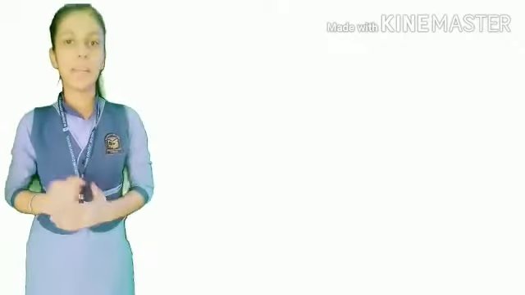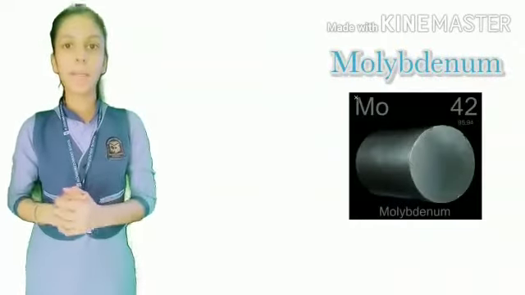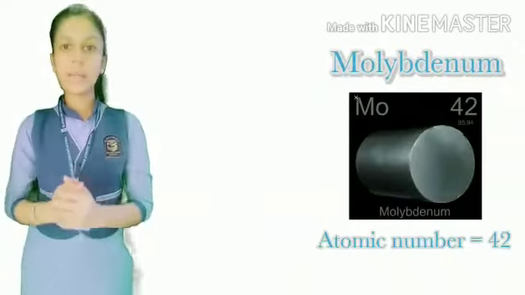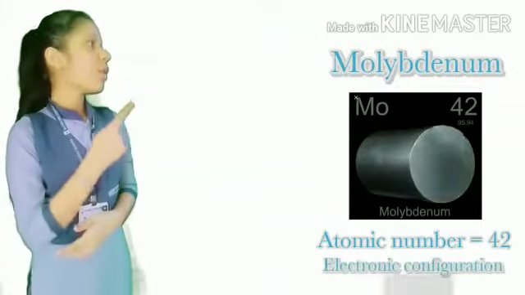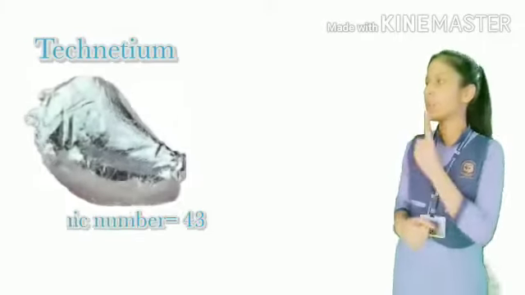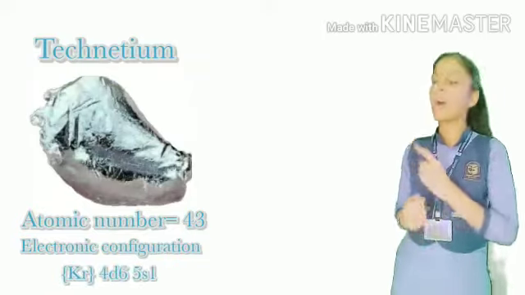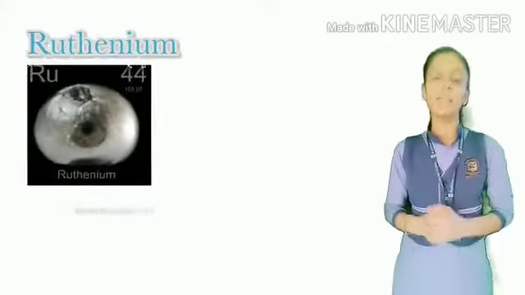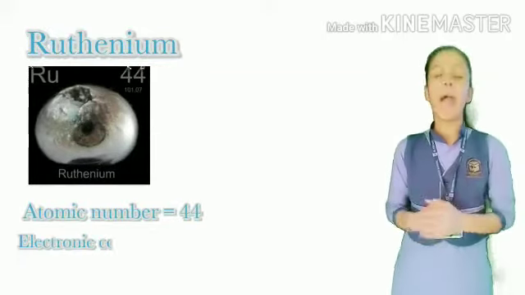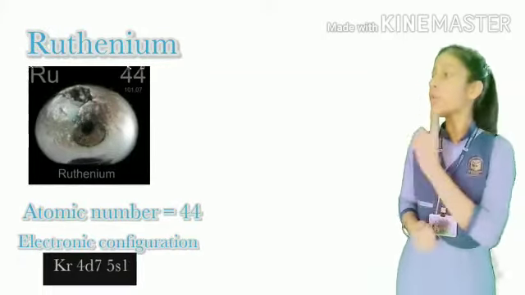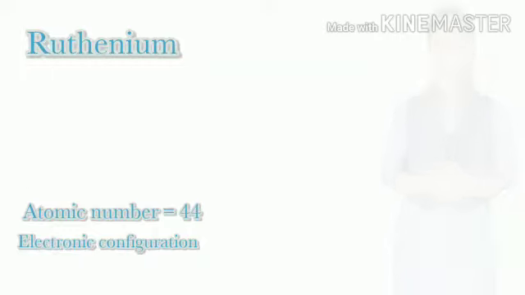The fourth element is molybdenum. Its atomic number is 42 and electronic configuration is krypton 4d5 5s1. The fifth element is technetium. Its atomic number is 43 and electronic configuration is krypton 4d6 5s1. The sixth element is ruthenium. Its atomic number is 44 and its electronic configuration is krypton 4d7 5s1.